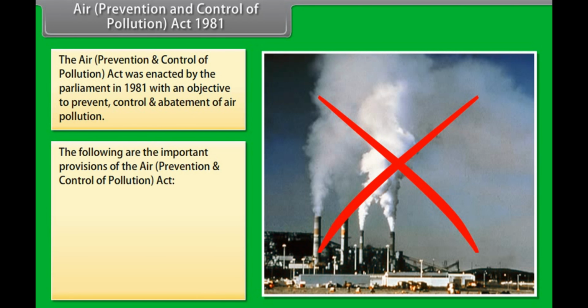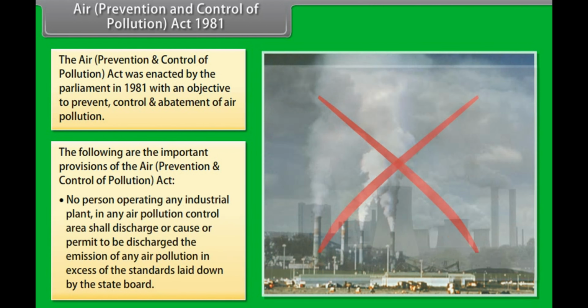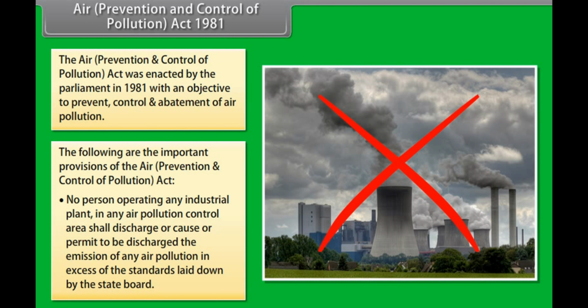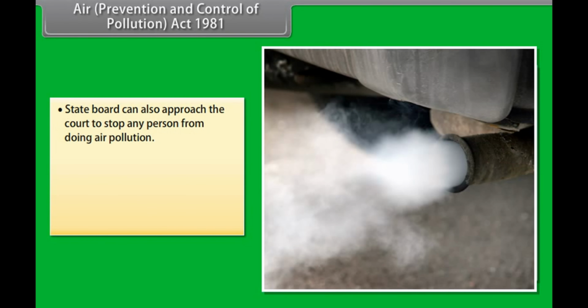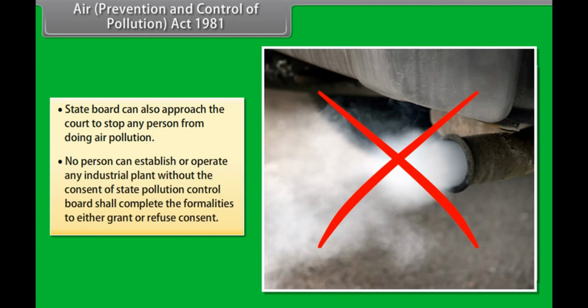The following are the important provisions of the Act. No person operating any industrial plant in any air pollution control area shall discharge, or cause or permit to be discharged, the emission of any air pollutant in excess of the standards laid down by the State Board. The State Board can also approach the court to stop any person from causing air pollution. No person can establish or operate any industrial plant without the consent of the State Pollution Control Board, which shall complete the formalities to either grant or refuse consent.